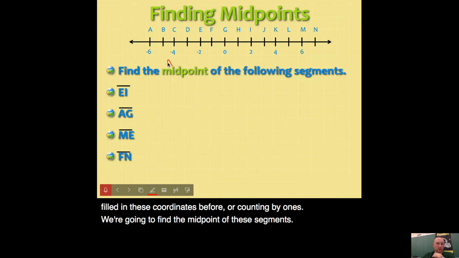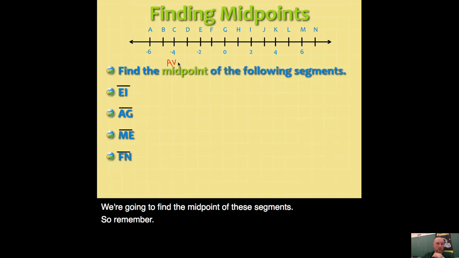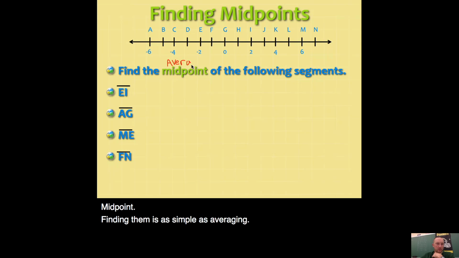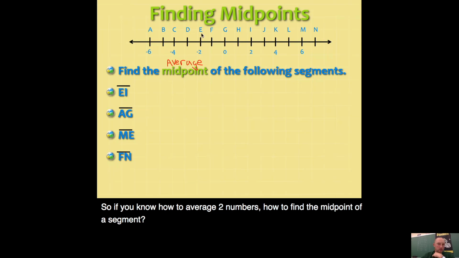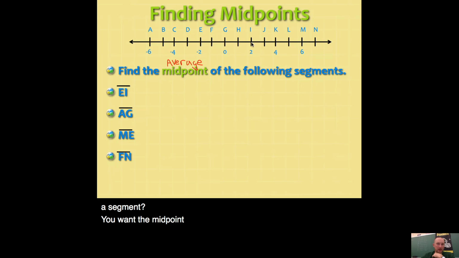So remember, finding midpoints is as simple as averaging. If you know how to average two numbers, you know how to find the midpoint of a segment. You want the midpoint of segment EI. I think you can tell just by looking at it that 0 would be the coordinate. The midpoint would be point G.